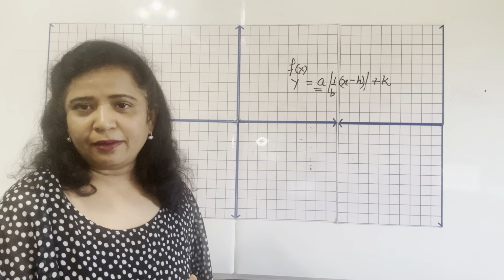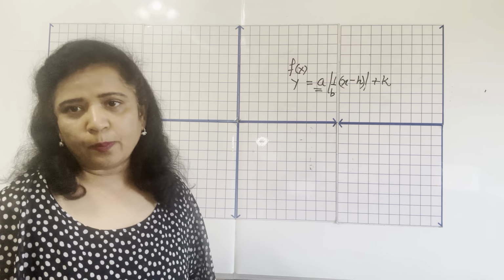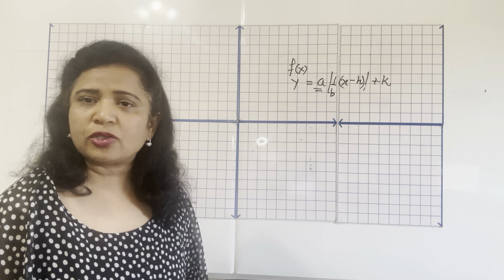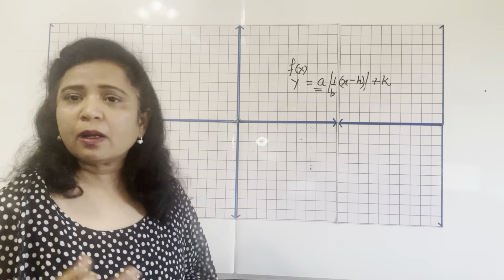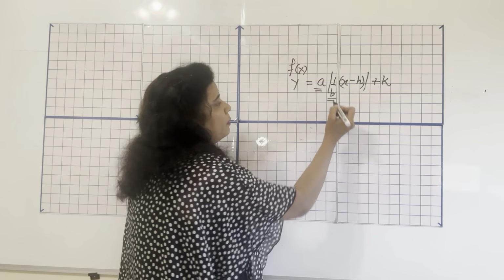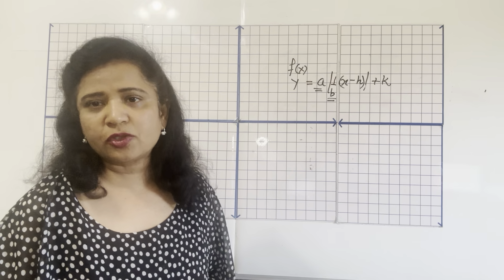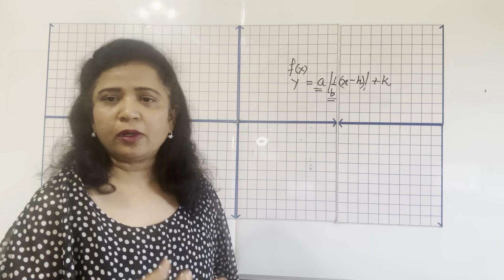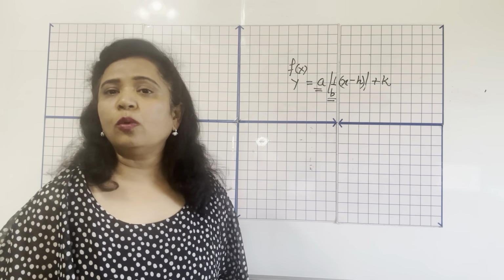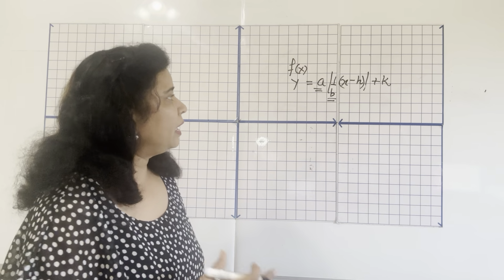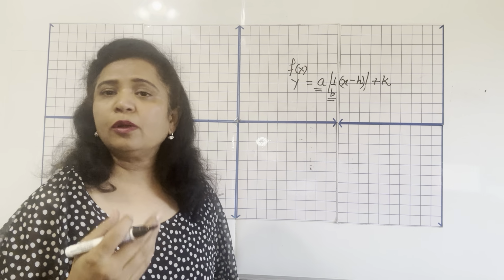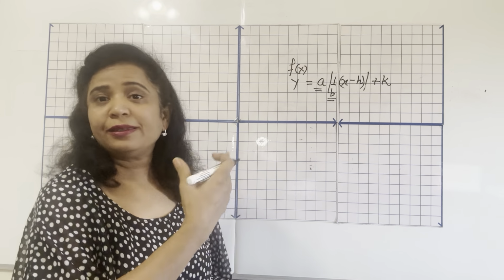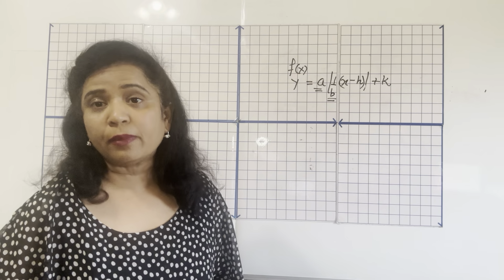What do you mean by a here? A is your vertical stretch or compression. If it is more than 1, it is a vertical stretch, and if it is less than 1, it will be a compression. What about b? B represents your horizontal stretch and compression. H is your horizontal shift, left or right, and k is your vertical shift, up or down. That means if h is positive, you'll go towards your right. If h is negative, you go towards your left.